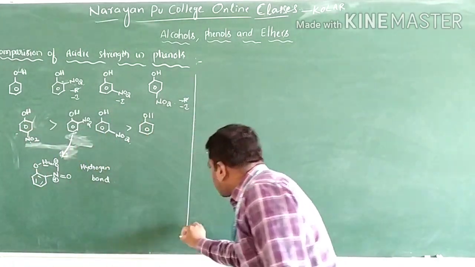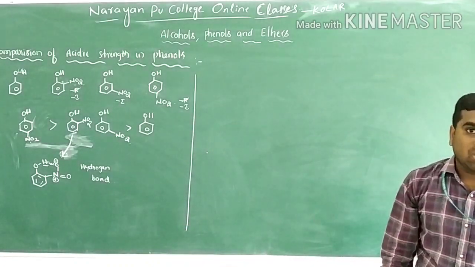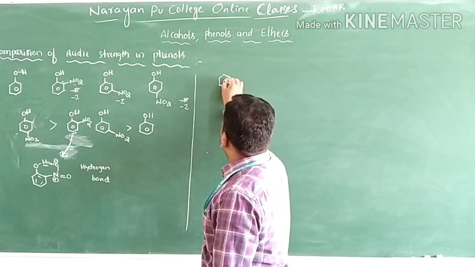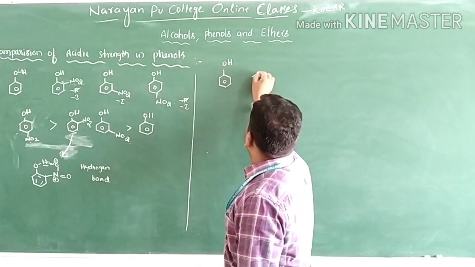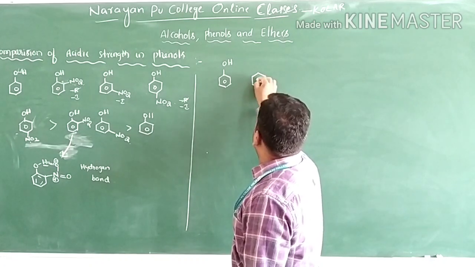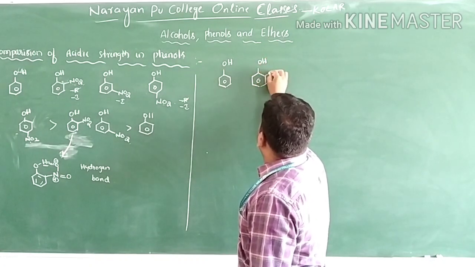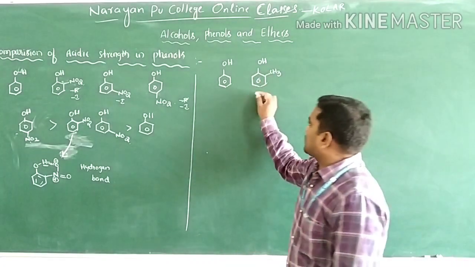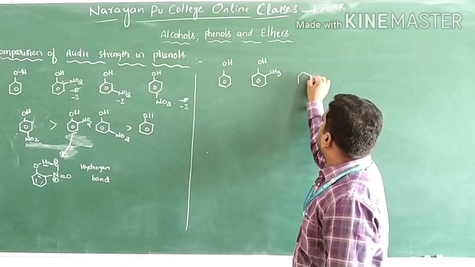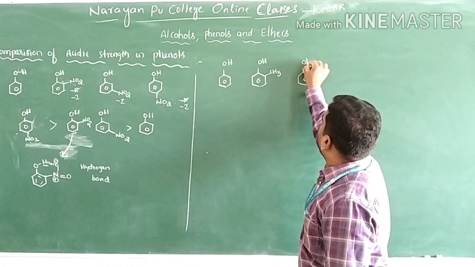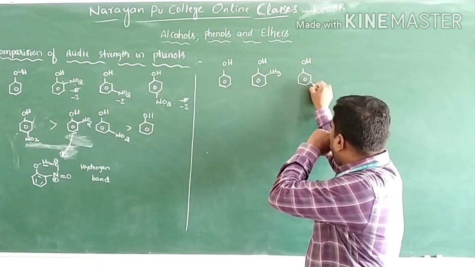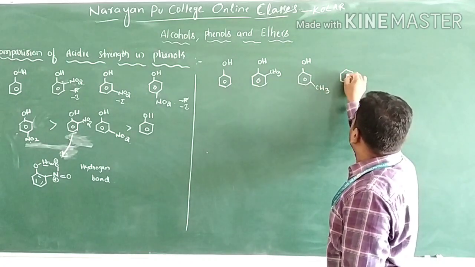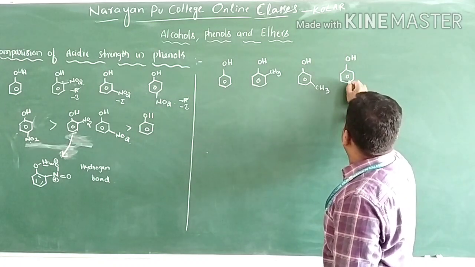Next one, another question they have also given on the cresols. So now I will write OH here. Cresol we have already discussed in the common names. On the benzene ring CH3 and OH is there. This is cresol. This is orthocresol, and the next one is OH, and here metacresol, and the last one is paracresol. This is CH3.